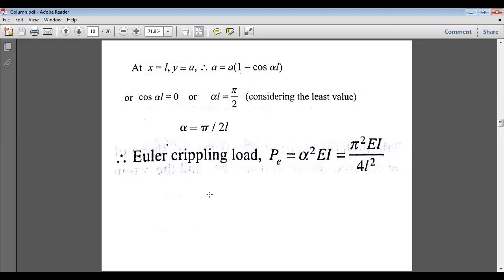So these two equations define the crippling load when both ends are hinged and when one end is fixed and another end is free.